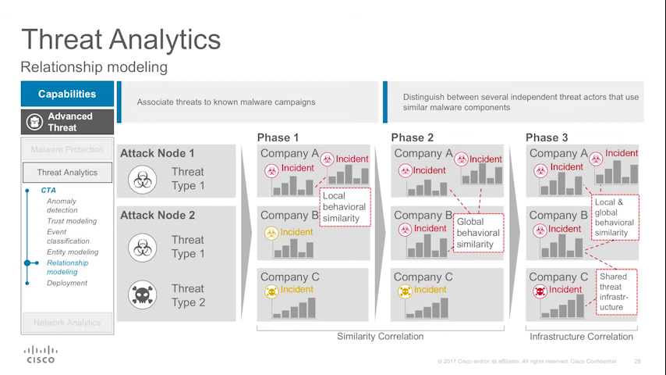At Company C is threat type 2. Because this incident is behaviorally similar to the incidents seen in Companies A and B, they are linked. It can be extrapolated that they share threat infrastructure because similarly behaving threats came from different attack nodes. To summarize, relationship modeling is based on the behavioral similarity of incidents.